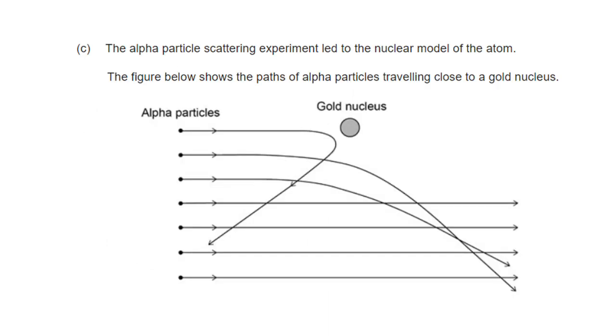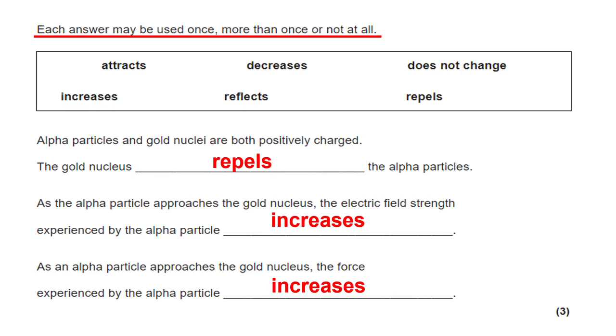Now, here are some commonly asked questions, okay? So, here's the alpha particle one. Each answer may be used more than once. If they say that you can use each answer more than once, this question was answered terribly, okay? They didn't say that for no reason. So you can see increases is used twice.